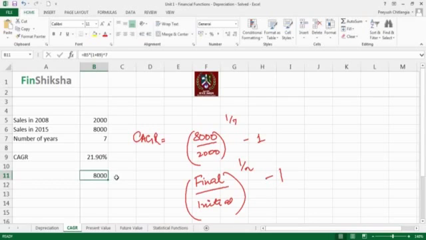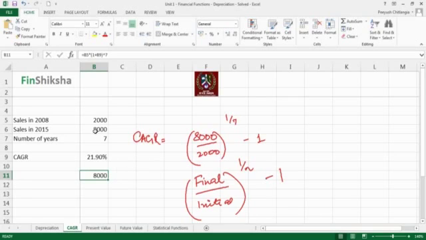CAGR is an extremely important concept, and it keeps coming up in a lot of discussions: what is the CAGR of a particular product for a marketing firm, what is the CAGR in terms of employee addition for a certain firm, what is the CAGR in terms of overall sales growth or profitability growth of a particular firm in finance, right? So this is an important concept. Just keep this in mind.